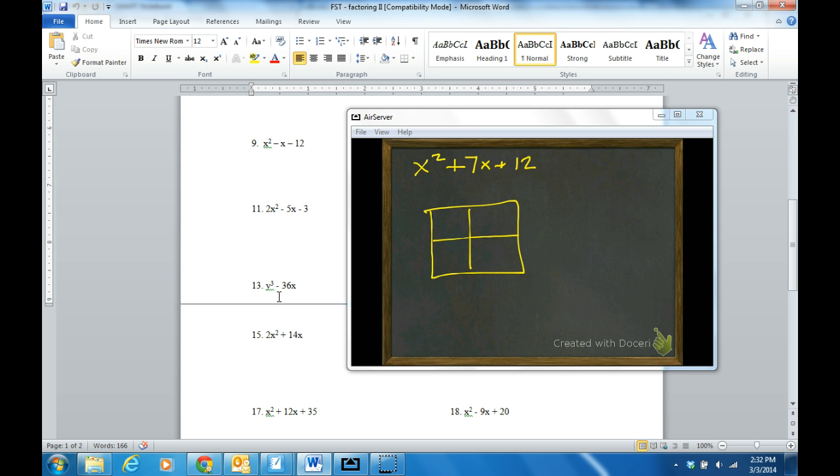With this one, we are going to take x squared, and that always goes in the top left box. So this number right here goes in the top left box. On the bottom right box, guess what number goes there? The 12. So that one goes in the bottom right box. So the first one always goes first, the last one goes last.